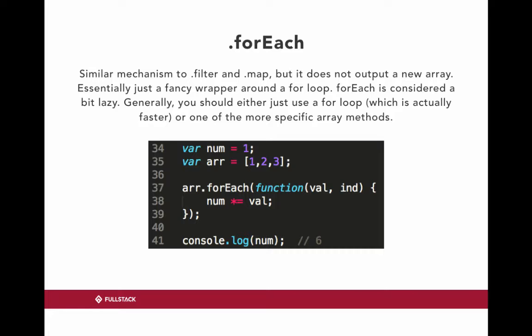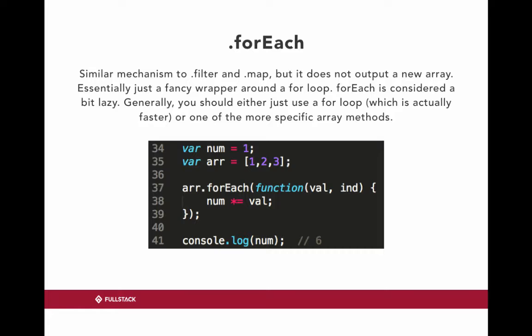This is nothing you can't do with a for loop, and actually a for loop performs a bit faster because it's a slightly lower level thing. This is like a wrapper on a for loop, so you can imagine in the background the interpreter doing a tiny bit more work. People use forEach all the time.